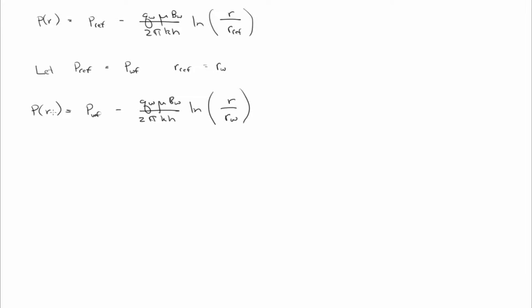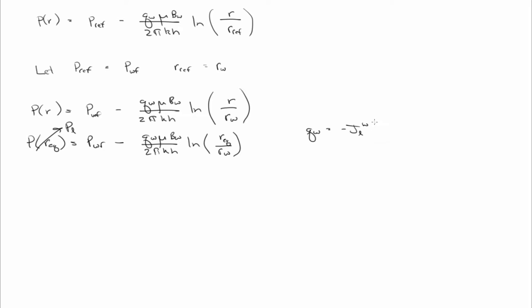Then if we evaluate this equation at REQ, we get this equation. And remember, by definition, the pressure evaluated at REQ is PL. So we almost have what we need, because remember what I said we were looking for is QW is equal to minus JLW times PL minus PWF. So you can see this equation has all the right ingredients, right?